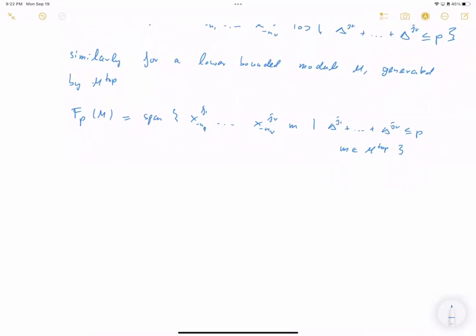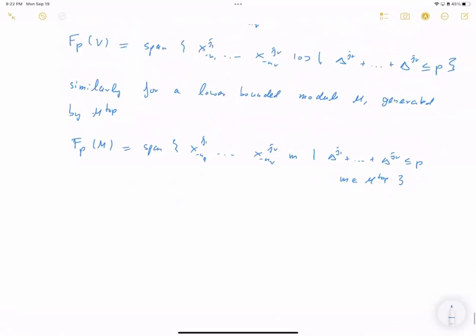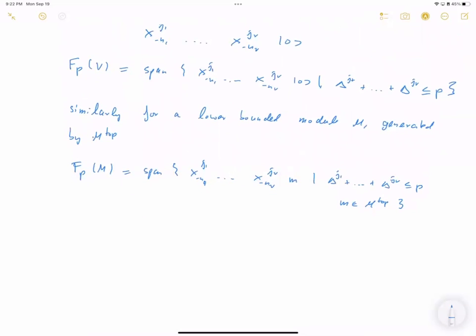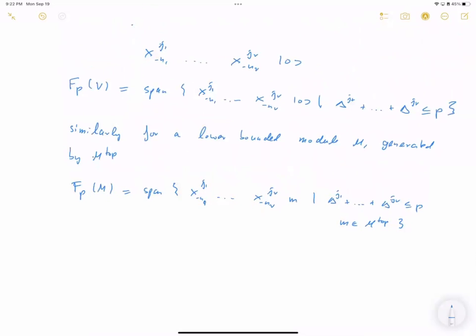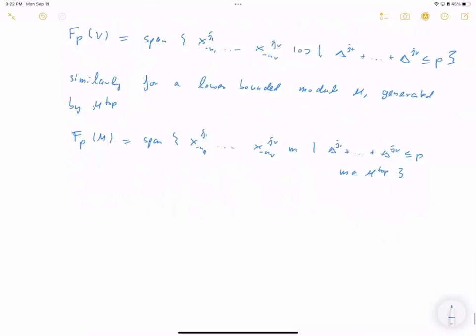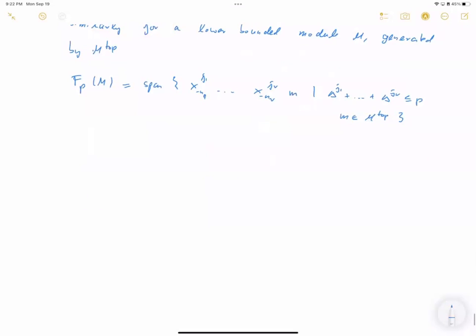And usually what you do is you use this to get a filtration. So you write, clearly, Fp minus 1 is a subspace of Fp. So you can take the quotient, and then that gives you the associated graded of your VOA. I really need this filtration to prove C1 cofiniteness. So what do we have here in our case?